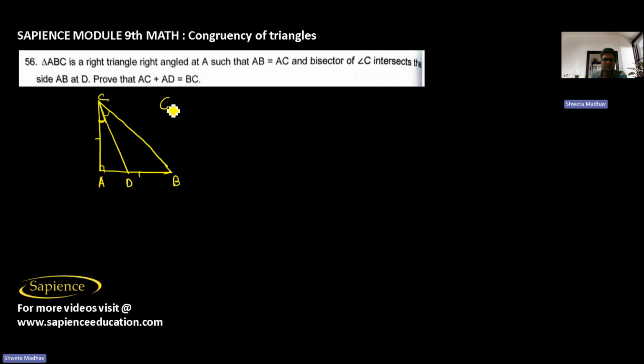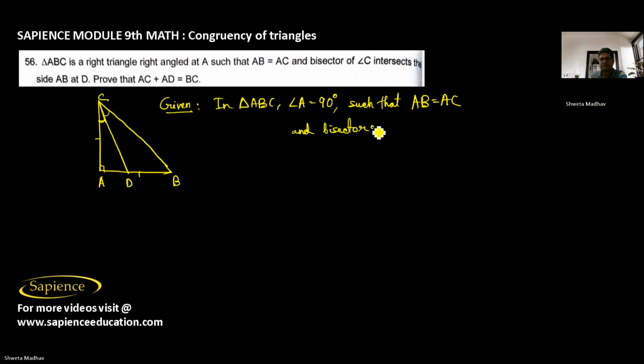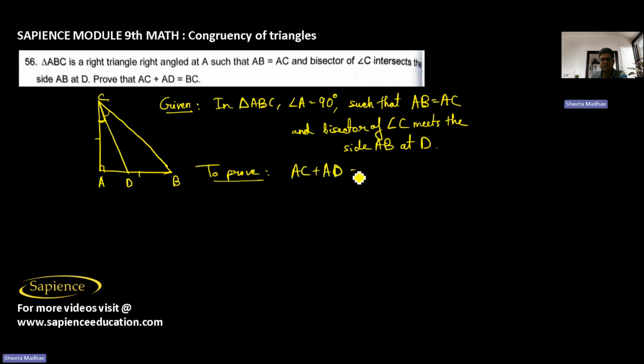So now first we will write what is given. Given is that in triangle ABC, angle A is a right angle, which is 90 degrees, such that AB equals AC, and the bisector of angle C intersects the side AB at D. We have to prove that AC plus AD is equal to BC.